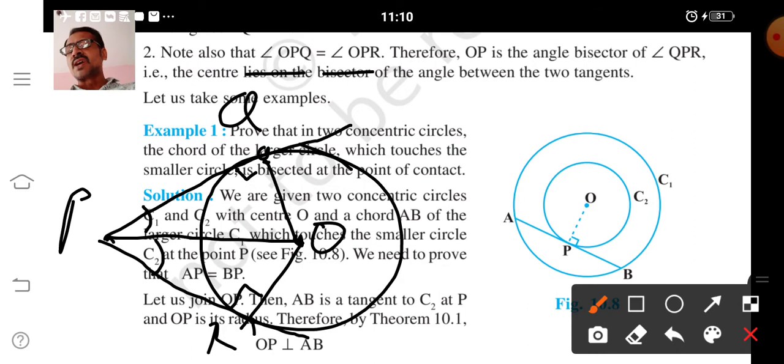Note also that angle OPQ equals angle OPR. Therefore, OP is the angle bisector of QPR. This OP is the angle bisector. You know very well, bisector means two sectors, that means equal halves.